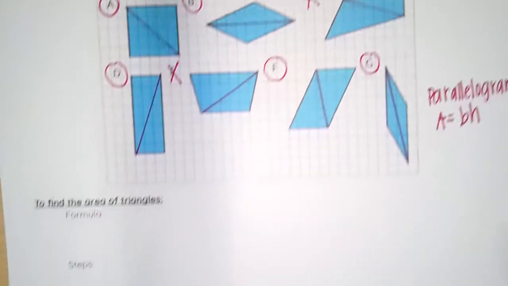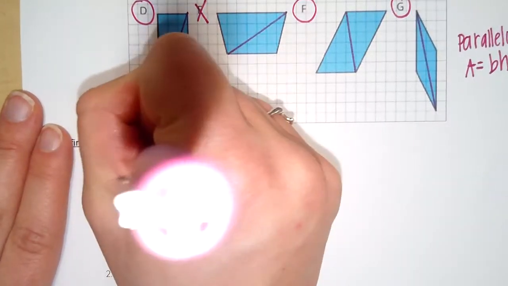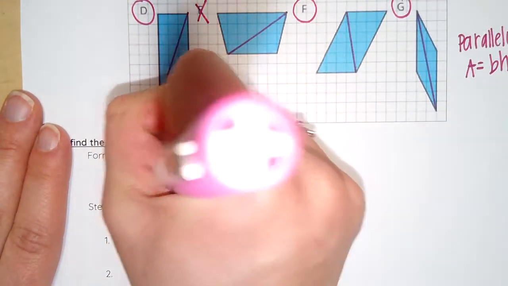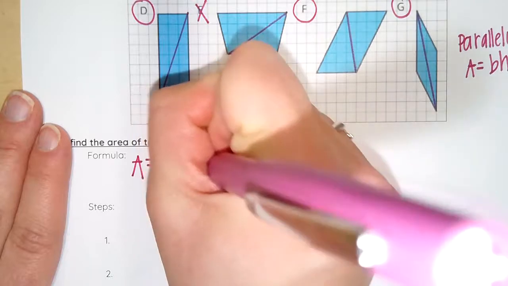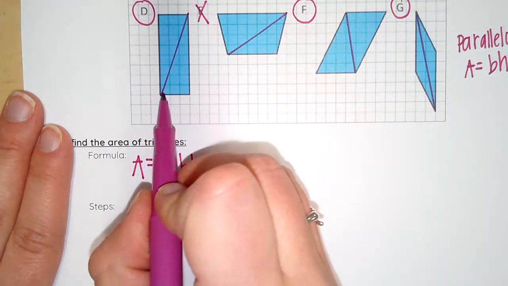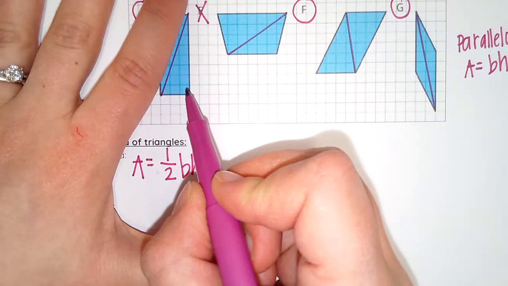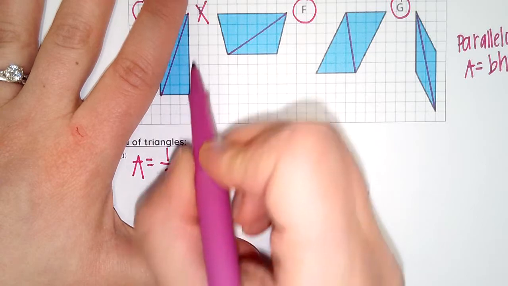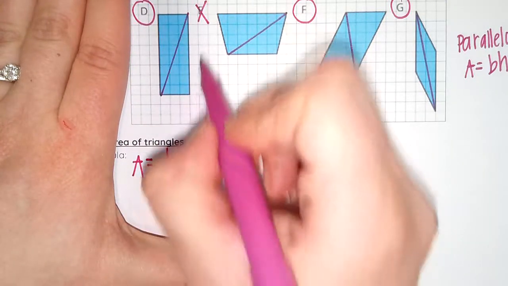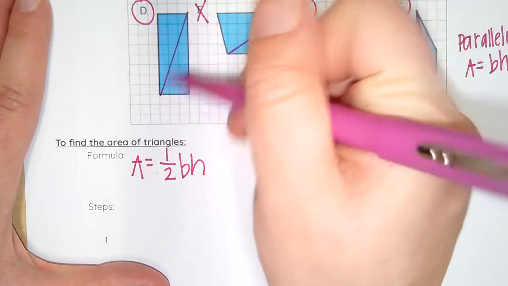So our area formula for a triangle is area equals half of the base times height. So if I took this rectangle and I only wanted this triangle, the area of this triangle, I could find the area of the full rectangle, base times height, and I just want half of that, so I would multiply by half.